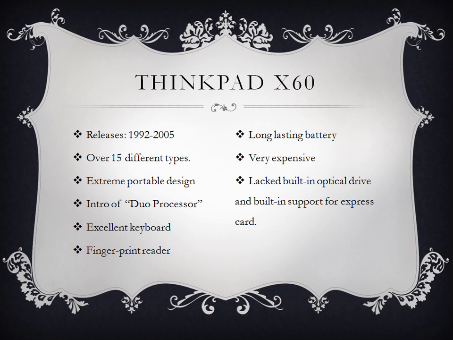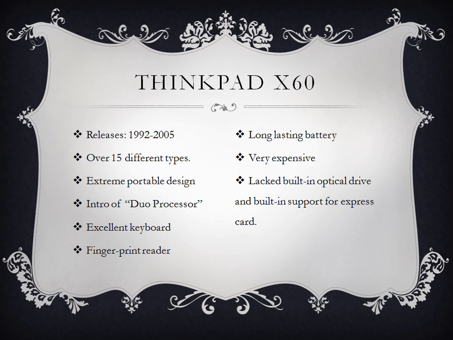This is the next product, the ThinkPad X60. The ThinkPad itself was released from 1992 to 2005, those are the years the different models of ThinkPads were released. But the ThinkPad X60, I believe, was released somewhere after 2000. There were 15 different types of ThinkPads that came out. This was known for its extremely portable design, basically one of the first of its kind for portability.